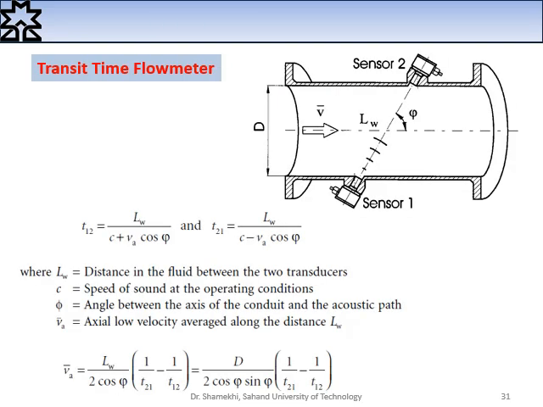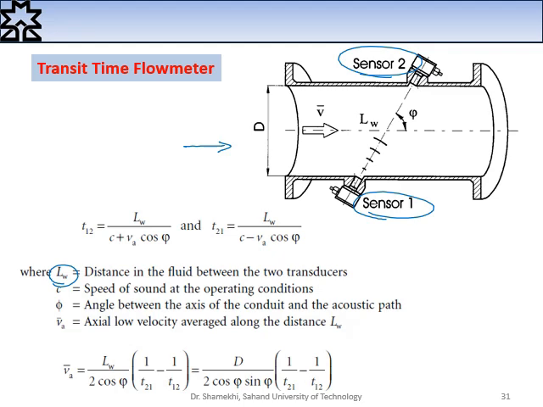Let me explain the basic formulation for the transit time flow meter in this slide. As you can see, we have a schematic for a conduit here with two sensors, sensor 1 and sensor 2, or transducer 1 and transducer 2. The length between these two transducers is LW. C is the speed of sound at the operating conditions.